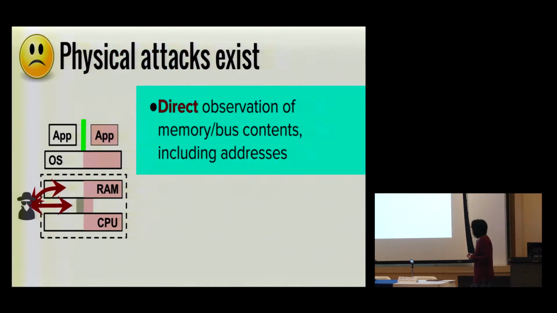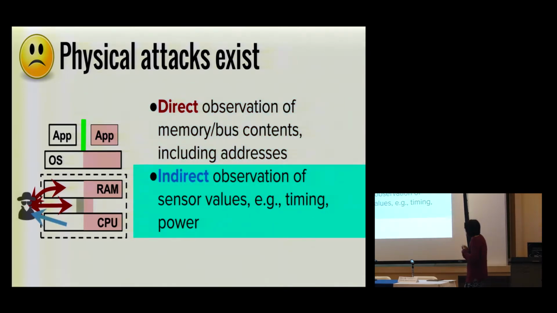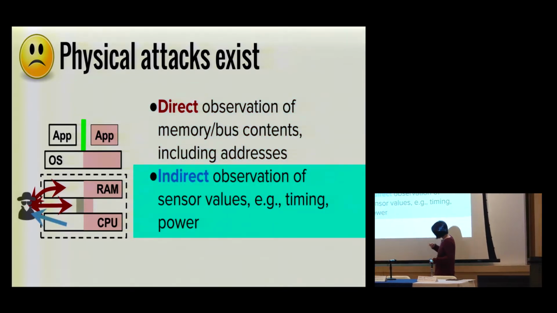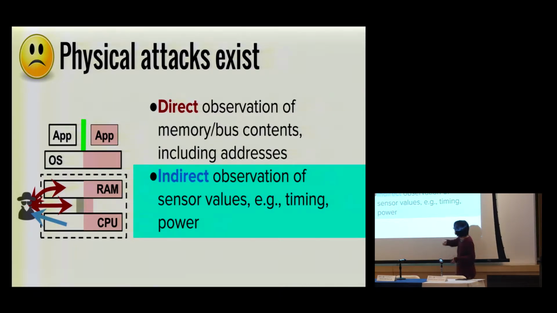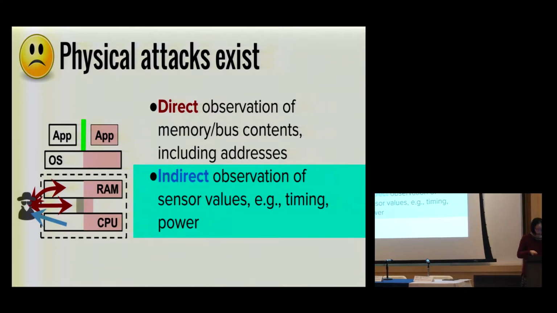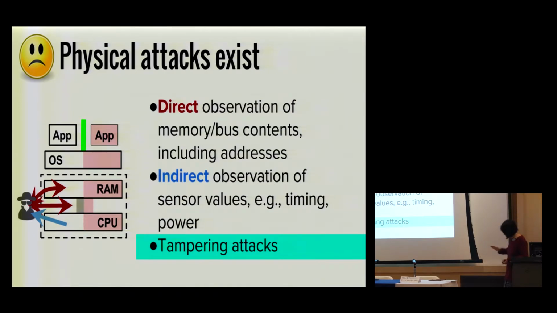For instance, he can tap memory and system buses. He can snoop memory, and he can learn the memory contents as well as the addresses of the data that you're accessing. There are also indirect observation attacks, where you observe variables outside your system, things like timing, power, heat dissipation. Through these side channels, you can also learn sensitive information. And other than confidentiality attacks, there are also integrity attacks, which I won't go into details about.